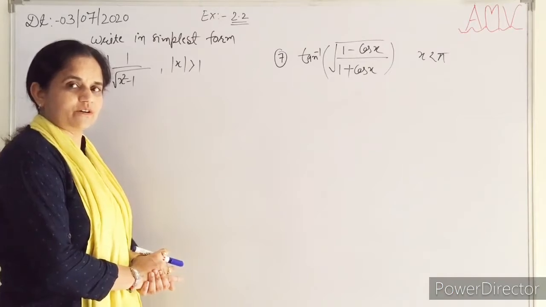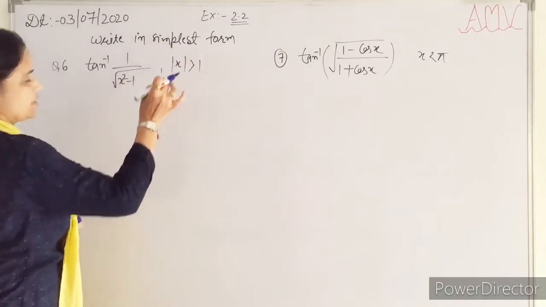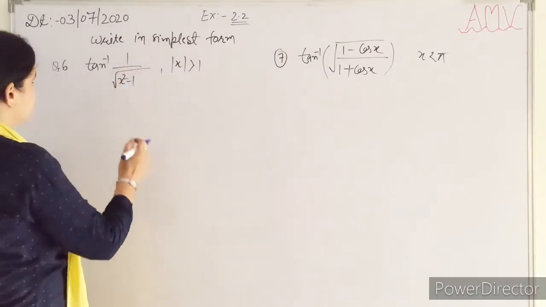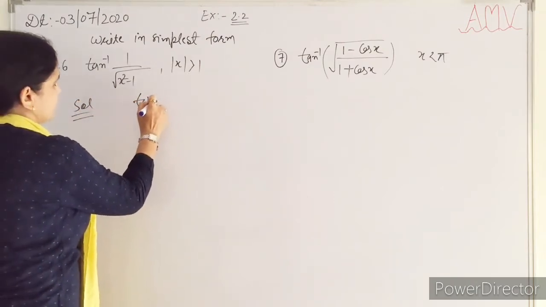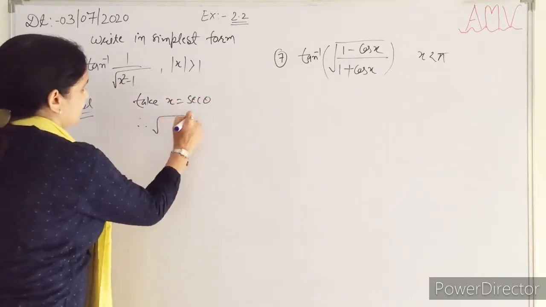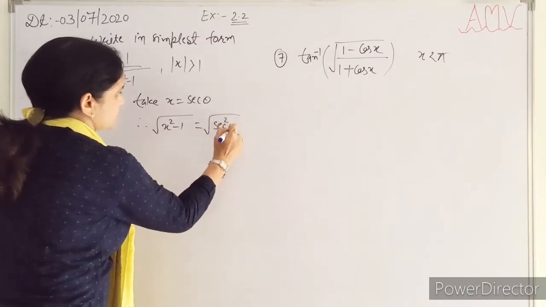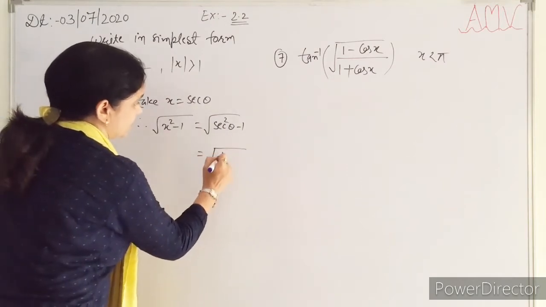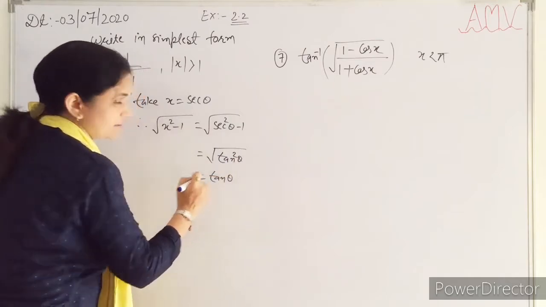The next question of exercise 2.2 is: write in simplest form tan inverse 1 upon under root x square minus 1. Students, for this take x is equal to sec theta, so that under root x square minus 1 becomes under root sec square theta minus 1, and sec square theta minus 1 is tan square theta, so it becomes tan theta.